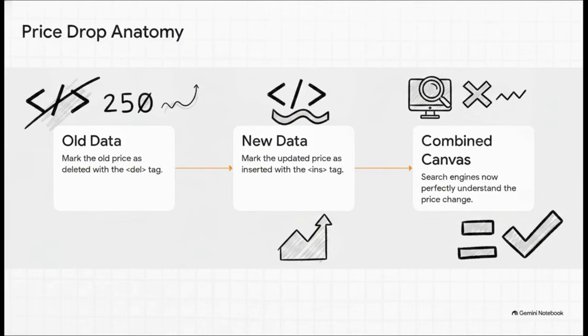First, we take the old $50 price tag and we wrap it in the del tag, which stands for deleted. Sure, it strikes it through visually on the page, but more importantly, it semantically marks it as removed in the code. Next, the new $40 price is wrapped in the ins tag for inserted, which automatically adds an underline. When you combine those on the canvas, you get a perfectly rendered update, and search engines now understand without a shadow of a doubt that the price has officially changed.